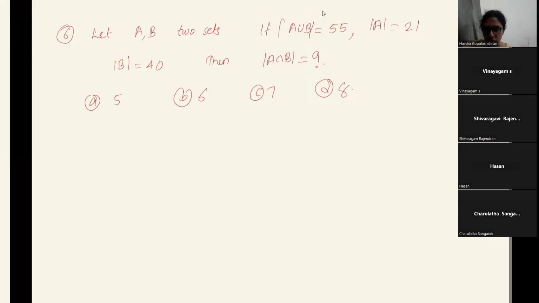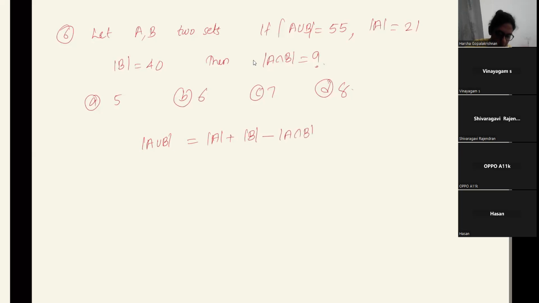Okay. What is the formula connecting the cardinality of A union B, and of B and A intersection B? Cardinality of A union B equals cardinality of A plus cardinality of B minus cardinality of A intersection B.